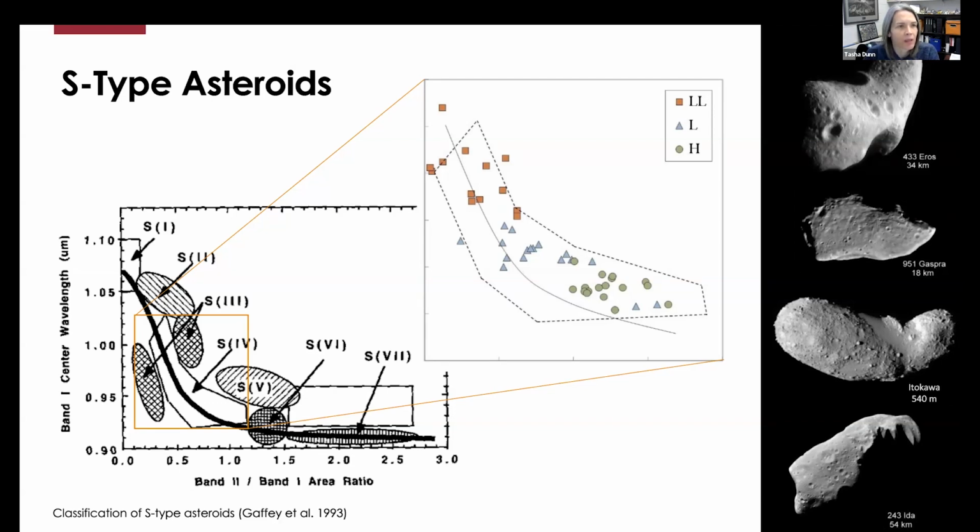Gaffey also observed that many of the S4 asteroids were near the 3-to-1 resonance, and so they suggested that might explain why so many ordinary chondrites make their way to Earth. Next slide.